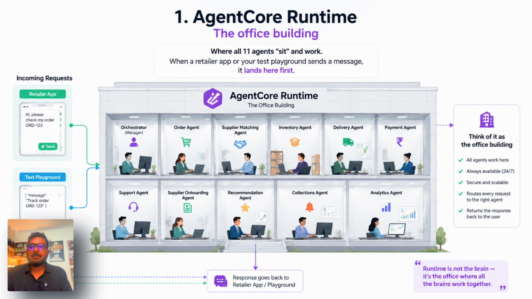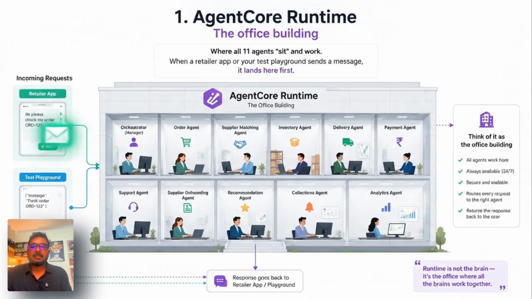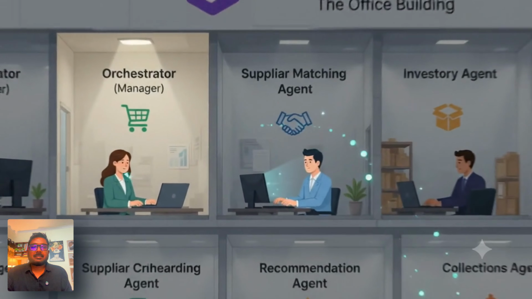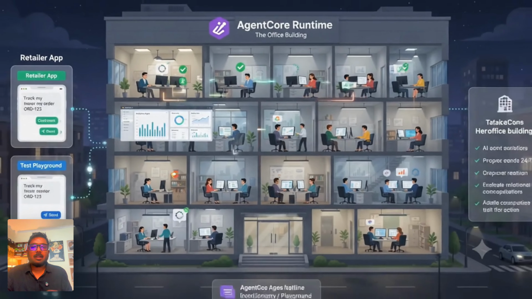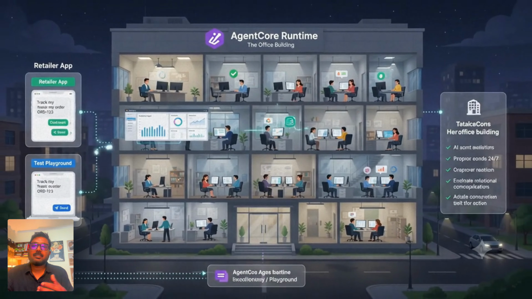So AgentCore Runtime is managing all these different agents. Like there is an orchestrator agent, an order agent, a supply agent. All these different agents sit over here. They work 24/7, secure and reliable, and route every request to the right agent. That is the job of AgentCore.